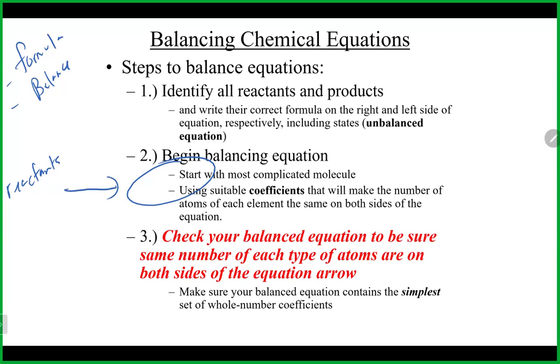You could start with the most complicated molecule if there is a really complicated one. You want to use coefficients until everything balances out on both sides. Really, the two things that you need to make sure of when all is said and done, once you are balanced, is that all the coefficients need to be whole numbers. And they need to be the simplest set of whole numbers.